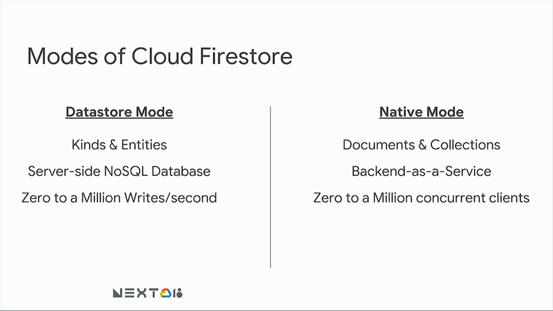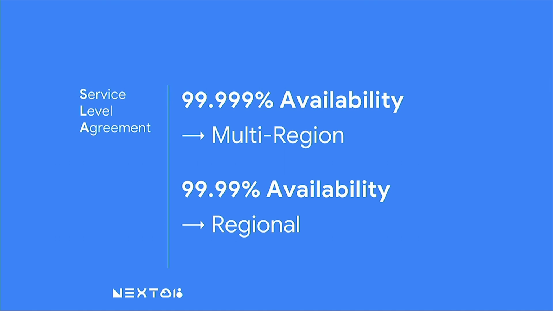When you think about Datastore, think about a NoSQL database that scales from 0 to 1 million writes a second. When you think about native mode, think about a backend as a service that scales from 0 to 1 million concurrent connections from your devices.